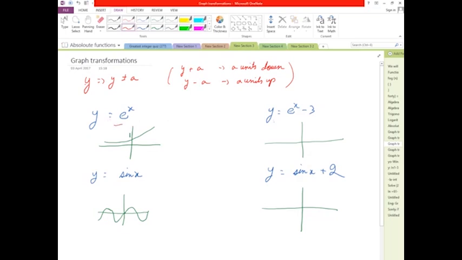e to the power x is given. You have to plot y equal to e to the power x minus 3. So basically you are changing y by y plus 3. You move 3 units down. So if it was crossing at 1, now it will cross at -2.